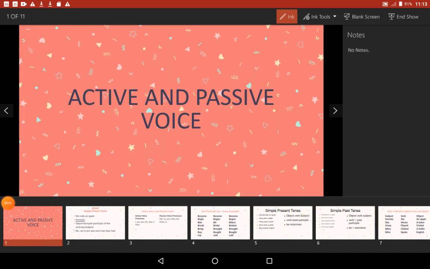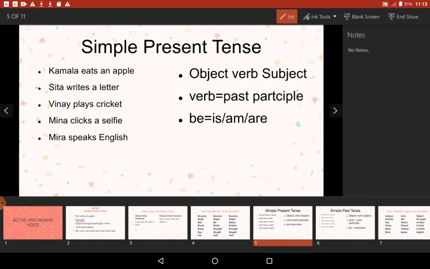Hello students, today let us continue our discussion on active and passive voice. In the last class, we had converted simple present tense active voice to its passive voice. How did we do it?